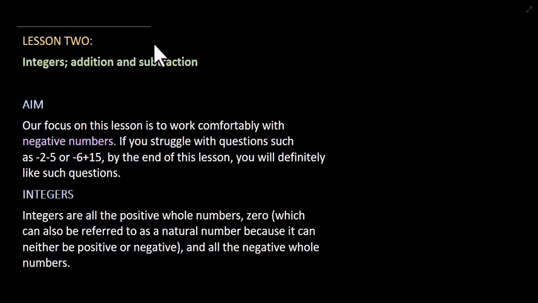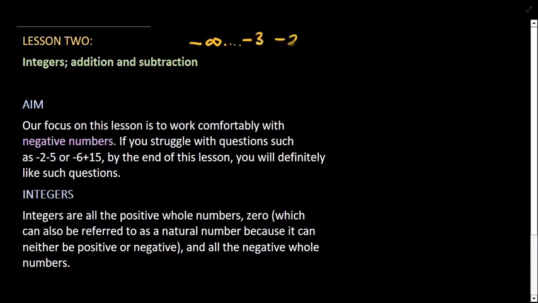So before I explain the integers, let me give you a sketch of the number line. From negative infinity, we'll have a range of negative numbers, and I wish to start from -3, we'll have -2, we'll have -1, then we'll have 0, then we'll have +1, +2, and +3, and then we have our positive infinity.